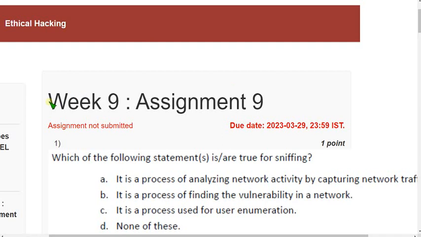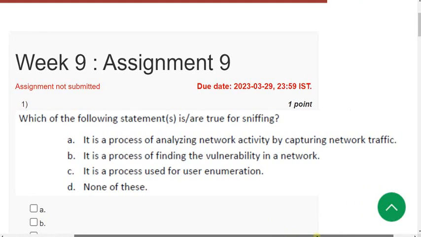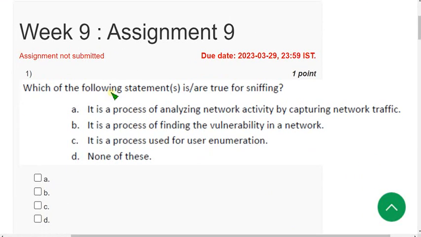So this is the week 9 assignment of the ethical hacking course. Let's see the first question, guys. I will provide you the most probable solutions for this course. If you want to make any suggestions regarding a solution change, you can do that. And if I get any update regarding a solution change, I will do the same in the comment section. So before final submission, once again check the comment section, guys.